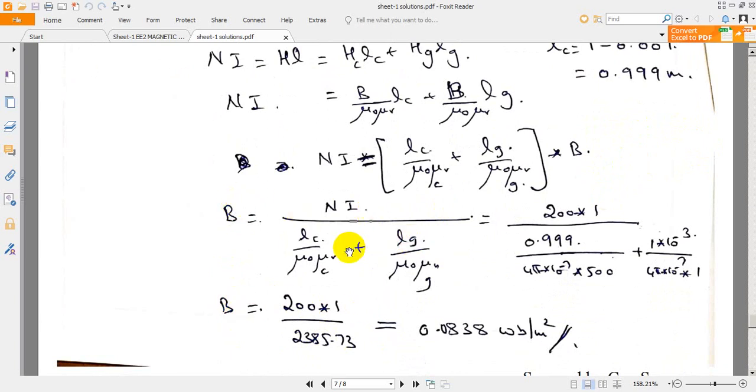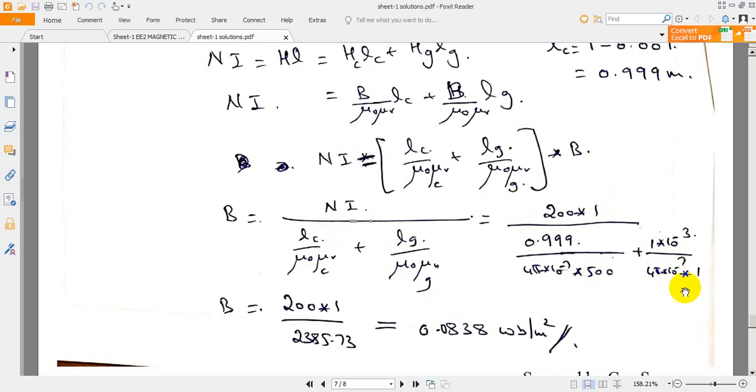Now B is equal to Ni by Lc by mu naught mu Rc plus Lg by mu naught mu R by G. As we need to calculate flux density, B is equal to 200 into 1 by 0.99 divided by 4 pi into 10 to the power of minus 7 into 500 plus 1 into 10 to the power of minus 3 divided by 4 pi into 10 to the power of minus 7 into 1.